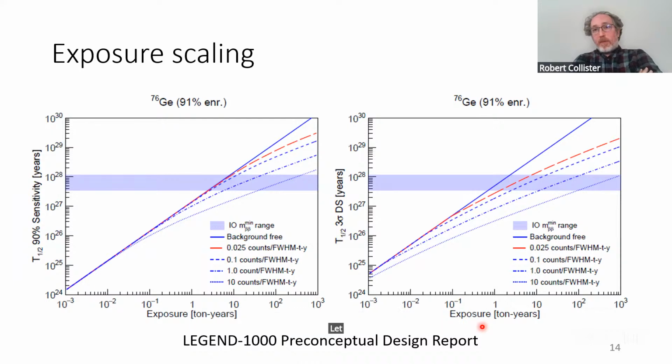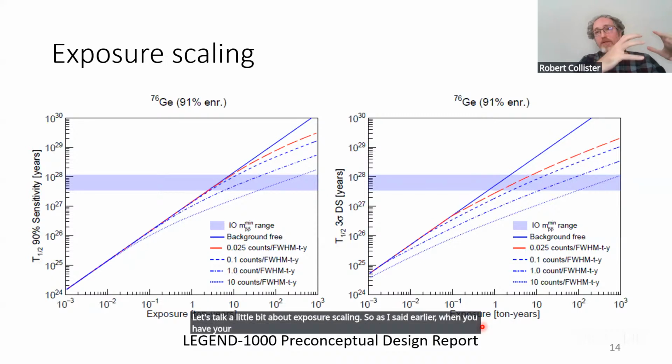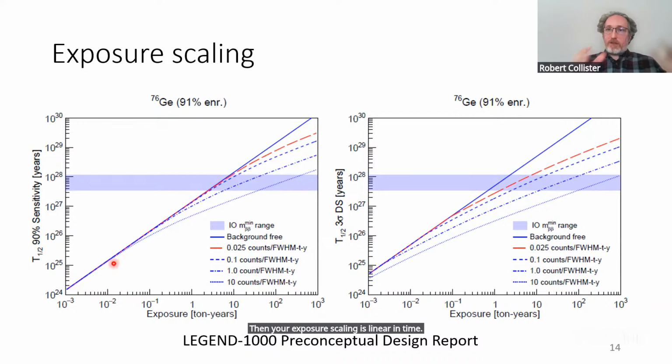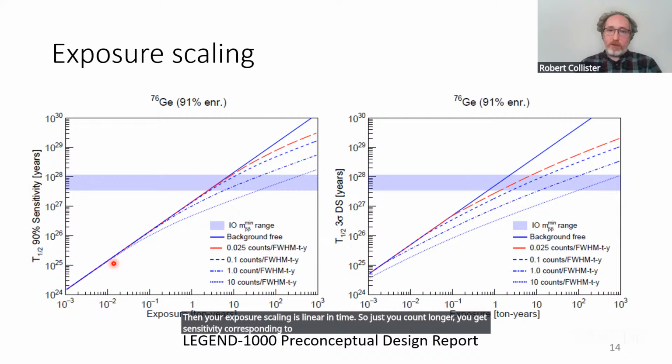Let's talk a little bit about exposure scaling. As I said earlier, when you have your massive detector, you're going to count for 10-ish years, which tends to be the lifetime of these things. And how does your sensitivity scale over those 10 years? This is from LEGEND's preconceptual design report, where if you had a truly background-free detector, as in all events you see are only double beta decay events, then your exposure scaling is linear in time. So you just count longer, and you get sensitivity corresponding to how long you count, just linear. Follow the solid blue line here.